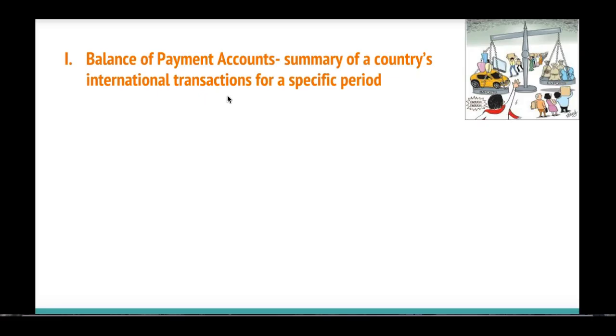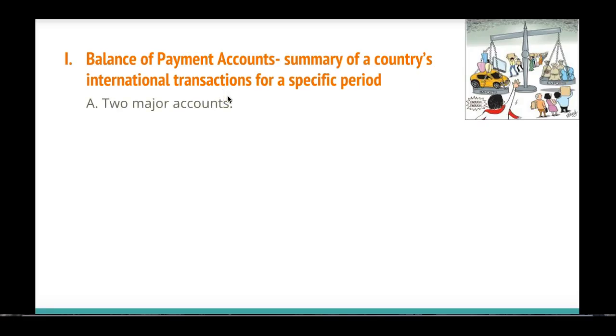Yes, we have exports going out of our country and imports coming into our country, but we have a lot of other things going on. For example, we may have foreigners buying up stocks in the United States, or maybe they're buying up land, or maybe we have citizens in our country sending money abroad. That's also going to be included in the balance of payment accounts.